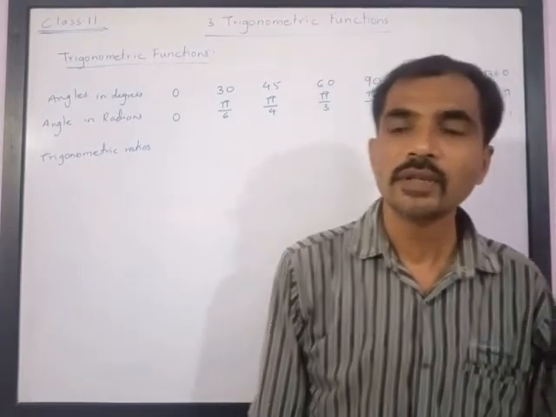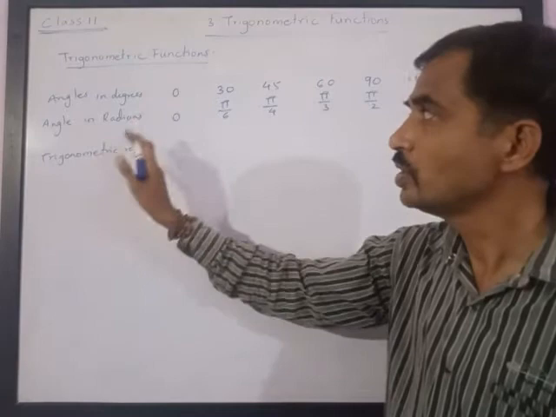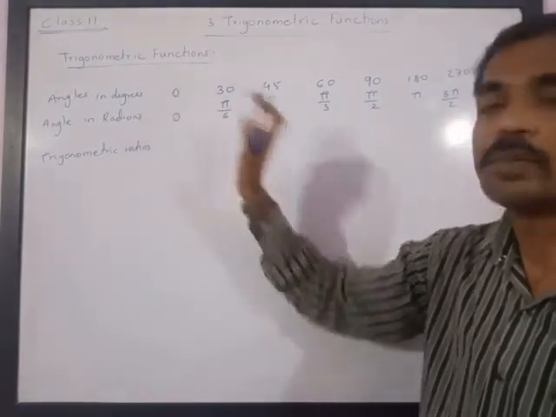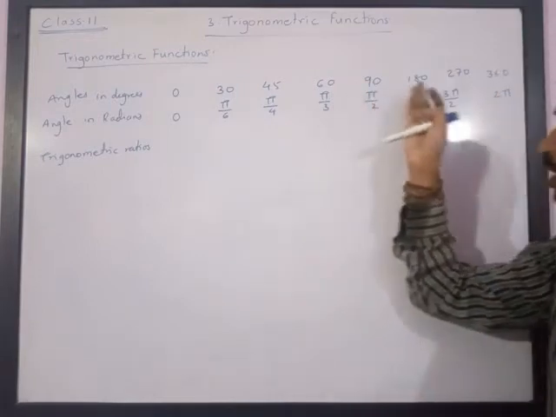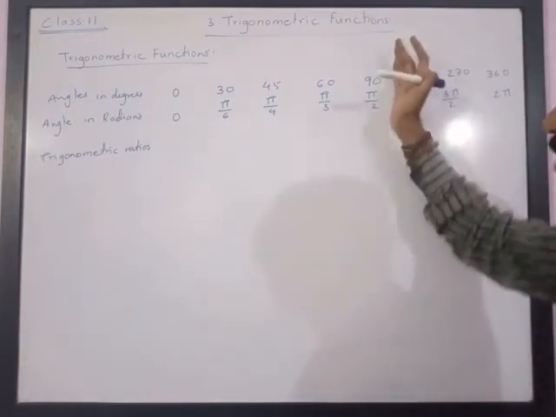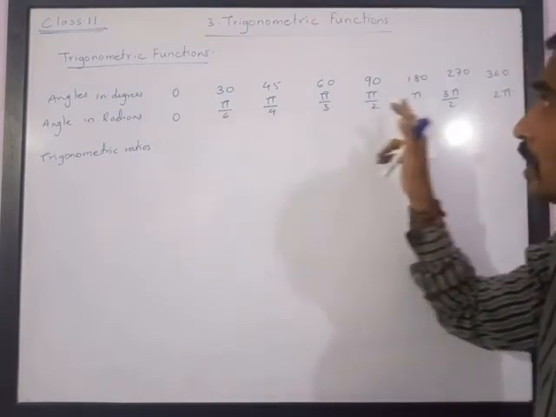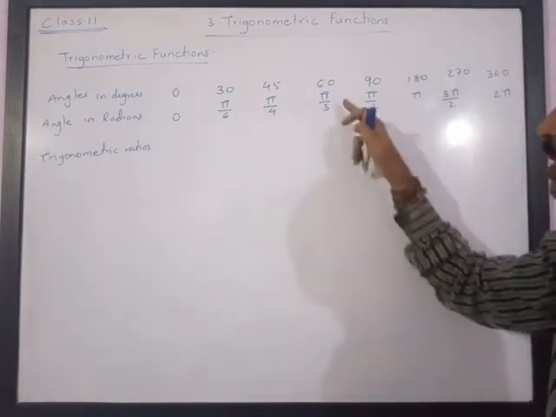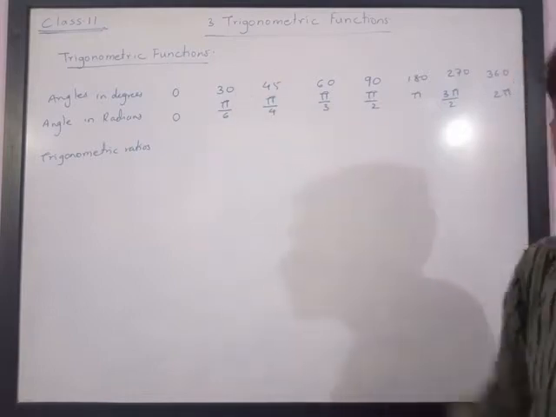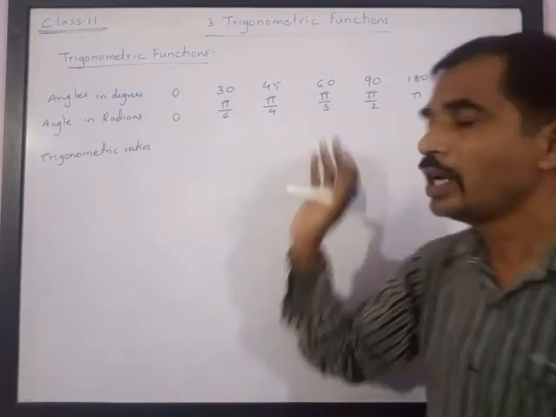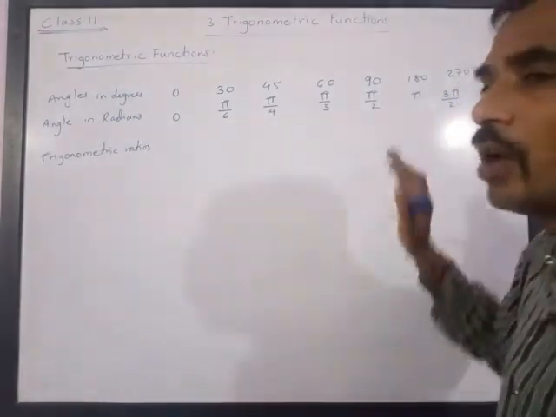Dear friends, we have already studied this table, trigonometric ratios of some standard angles, that is 0, 30, 45, 60, 90, 180, up to 90 you have studied. Now the same measures are in radians. We already know that 90 means pi by 2, 60 means pi by 3 radians, 45 means pi by 4 radians, 30 means pi by 6 radians. Now let us see how to find or how to remember the trigonometric ratios.